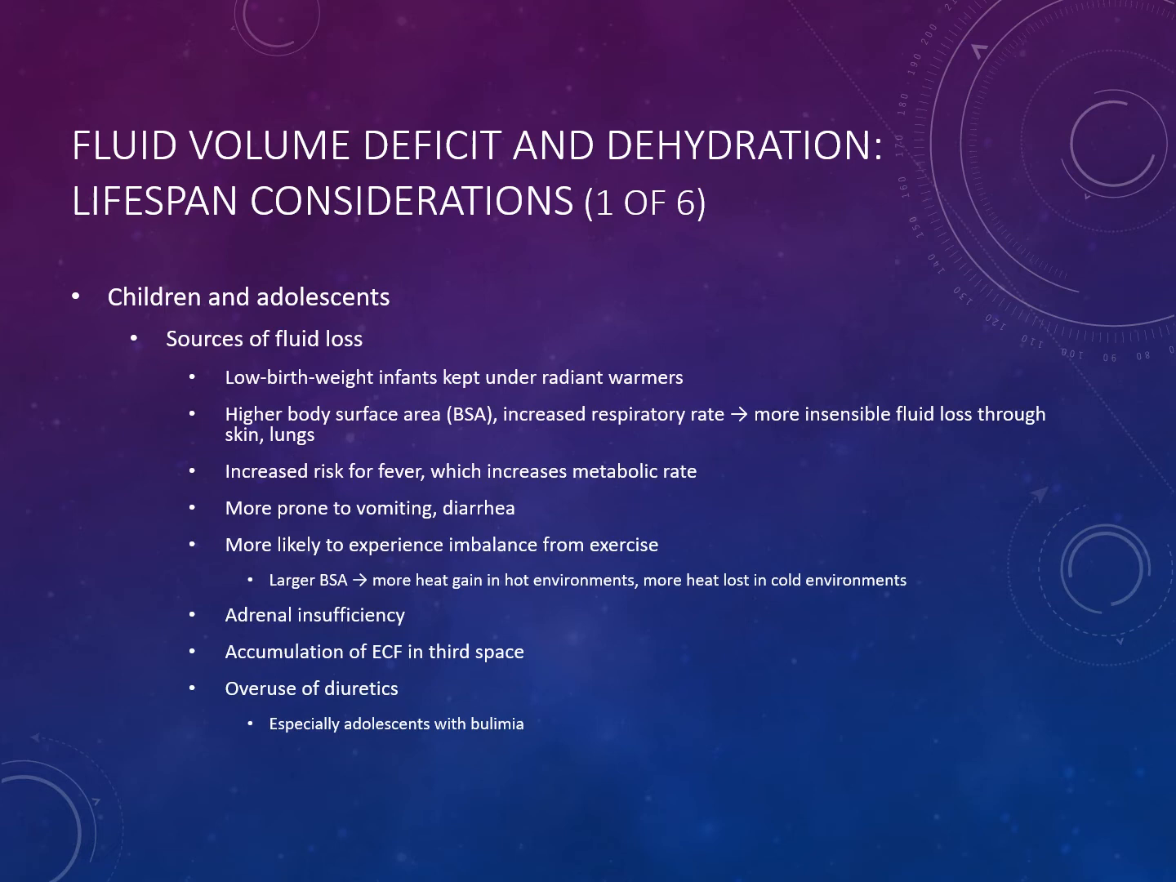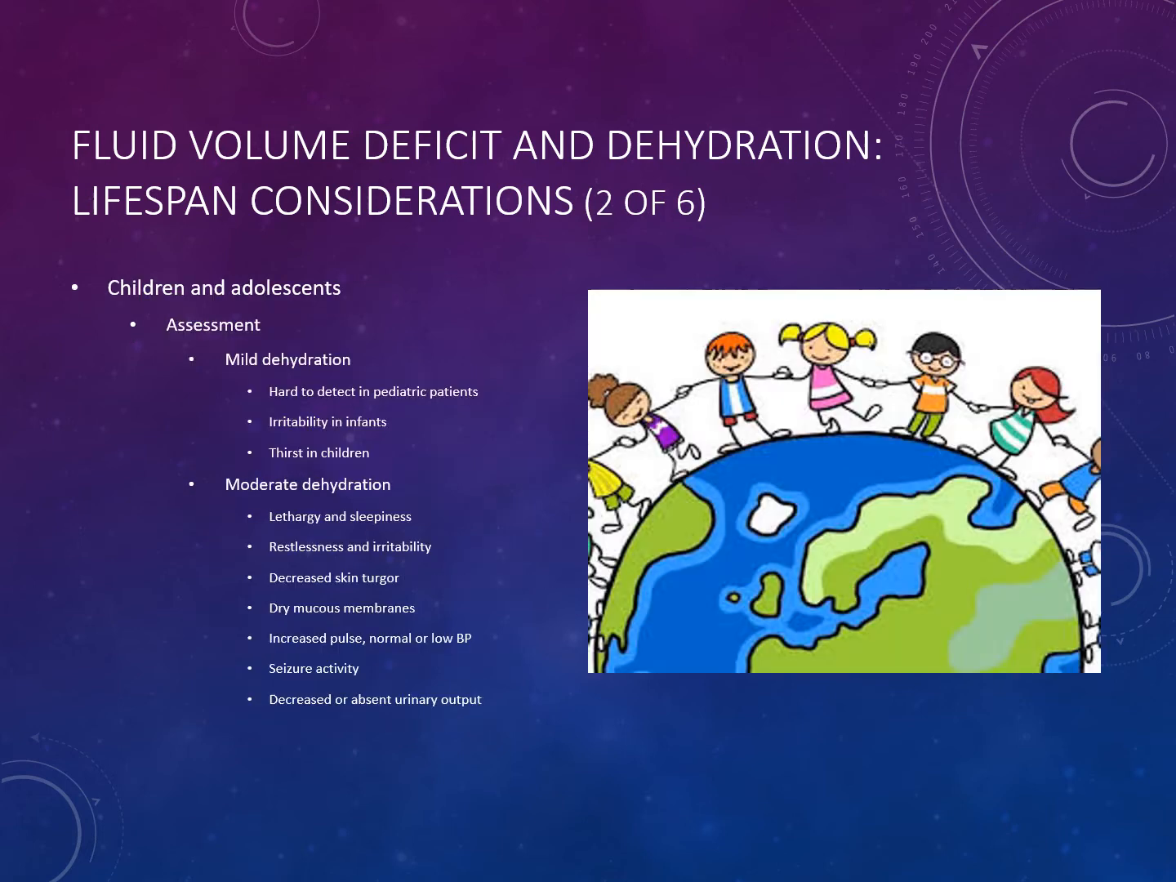More prone to vomiting and diarrhea, especially this preterm baby, because the preterm things aren't quite developed yet. More likely to experience an imbalance from exercise, and this would be, of course, children and adolescents. Adrenal insufficiency and accumulation of extracellular fluid in the third space. And then again with the diuretics, you see this a lot in adults. Adults often take a lot of diuretics, and sometimes it gets the fluid out too much.